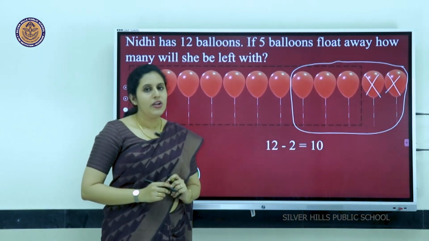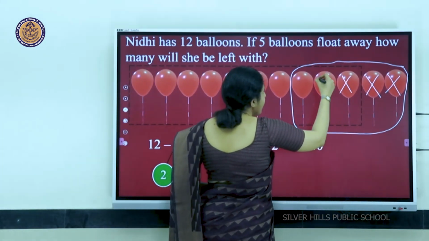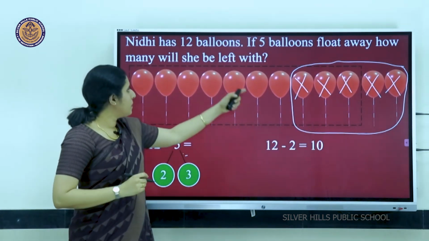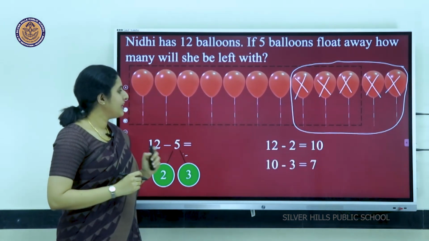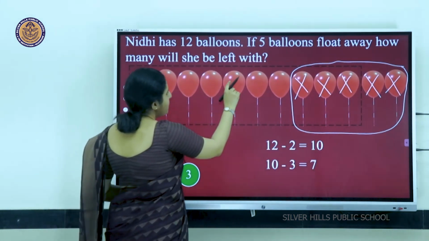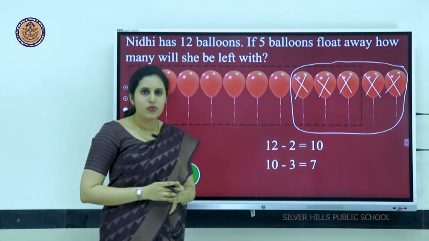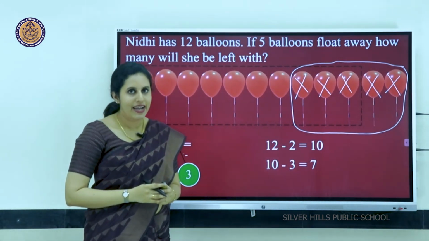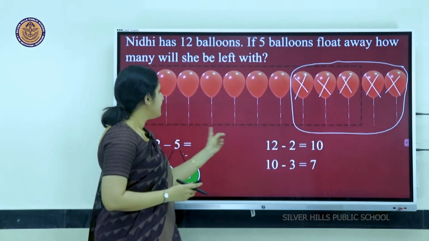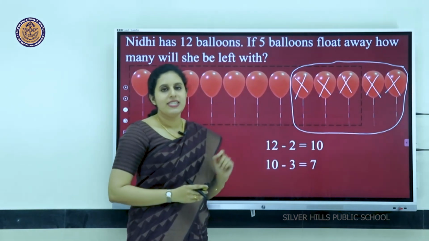Is the problem over? No, it is not over. Again I have to take away 3 more balloons. See, from this group of 10, I have now taken away 3 balloons. 1, 2, 3, 4, 5, 6, 7. So, 7 is the answer here. First, I took away 2 balloons from the ones side. Now, I have taken away 3 balloons from the 10. That is why 10 minus 3 is equal to 7.